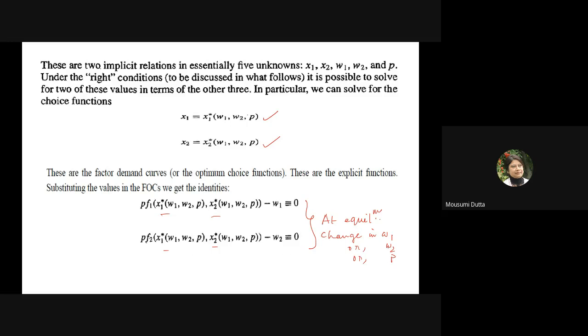Or W2, what will happen to these positions? How will equilibrium change if I consider a parametric shift? This kind of thing we are going to consider. So I'll take the derivative of this entire expression first with respect to W1. Then we will consider the derivatives with respect to W2. Then we will consider the derivatives of these two expressions in terms of P. So one by one I'll do.